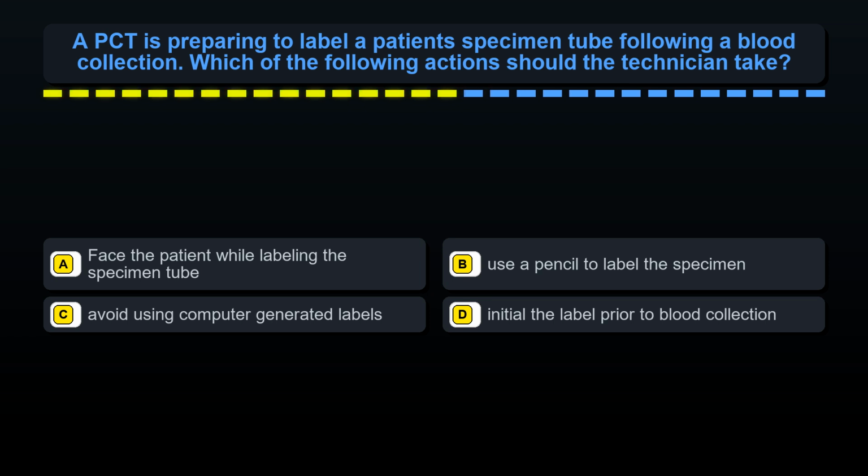Option A. Face the patient while labeling the specimen tube. Option B. Use a pencil to label the specimen. Option C. Avoid using computer-generated labels. Option D. Initial the label prior to blood collection.